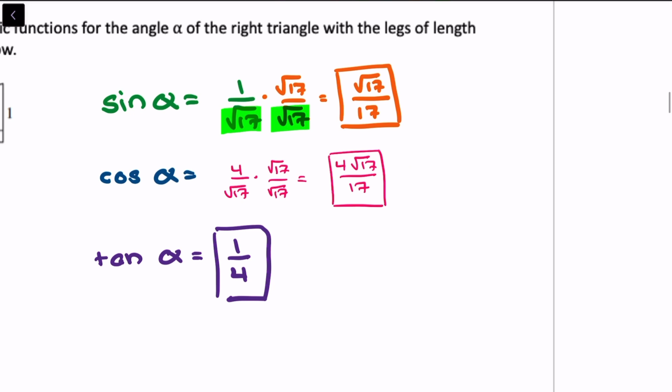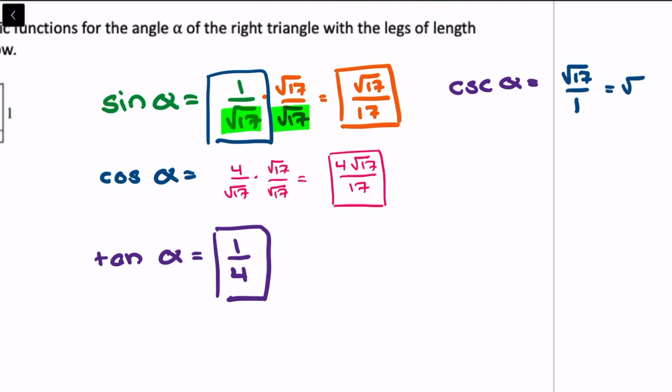And then we need to find the cosecant of alpha. I can find the reciprocal of radical 17 over 17, but earlier we found that the sine of alpha was this right here before we rationalized it. So if I flip that, I get the square root of 17 over 1, which is just the square root of 17. So the cosecant is just the square root of 17.